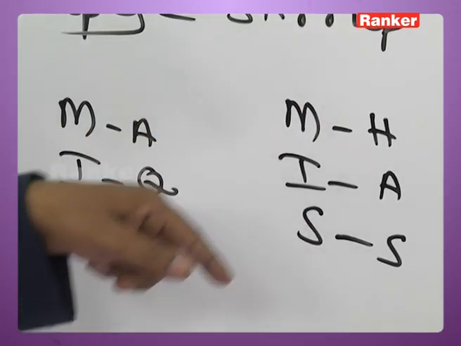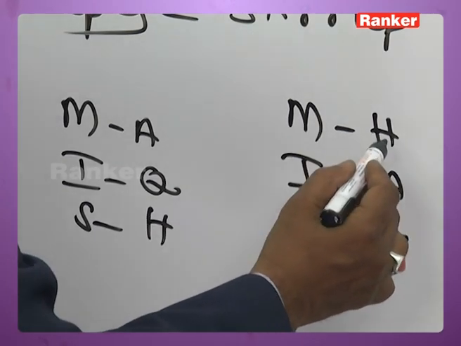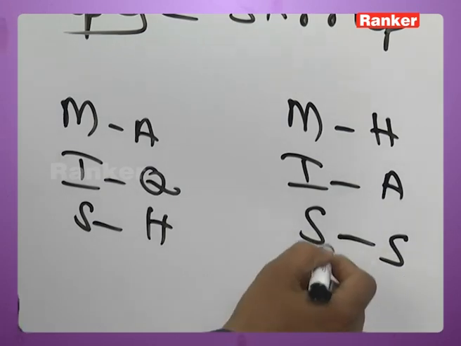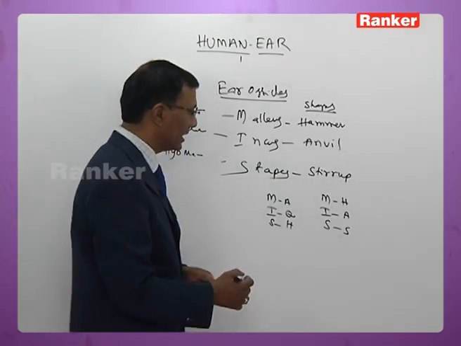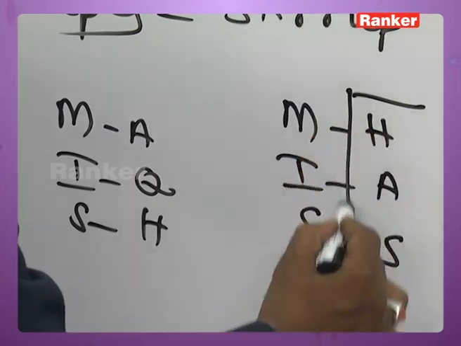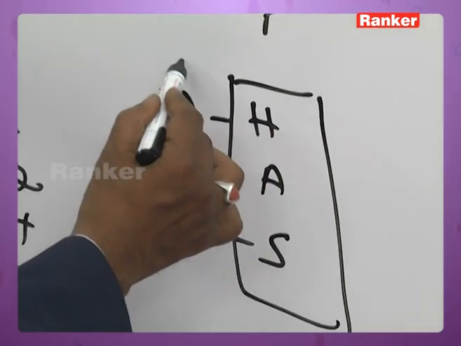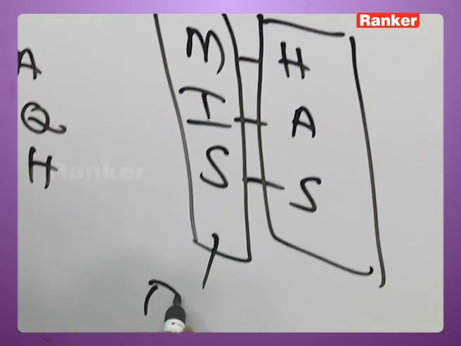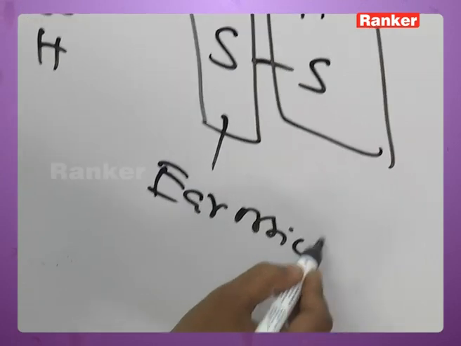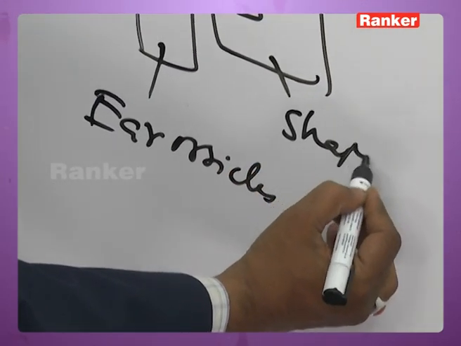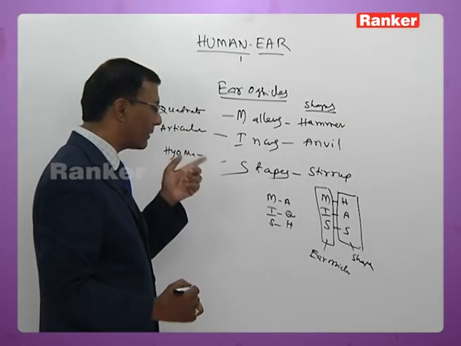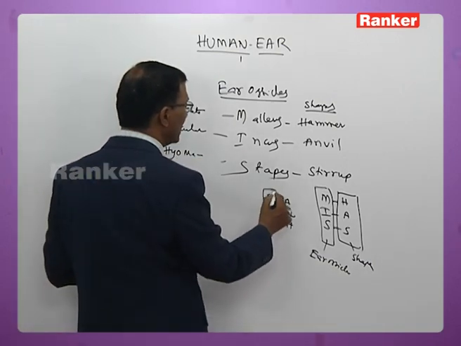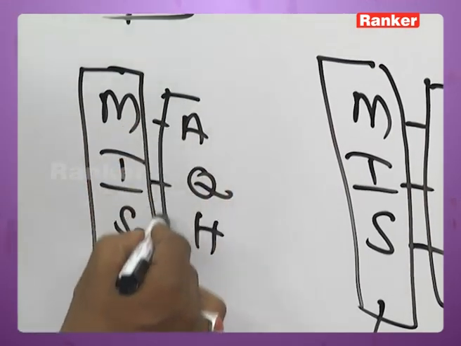The shape of the ear ossicles is M, H, I, A and S, S: HAS for the shape, and MIS for the ossicles. So these are the ear ossicles and this is the shape. Then I'll give another clue in order to remember the origin of the ear ossicles. So these are the ear ossicles and this is the origin.